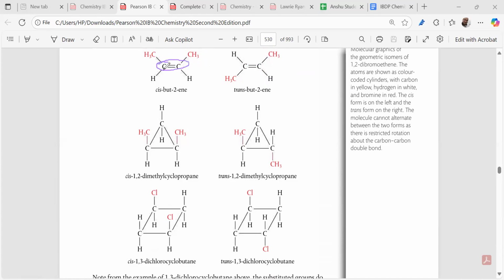Your double bond won't be given like this. You have to arrange that. You have to draw the open structure, and after that you arrange the compounds in such a way.